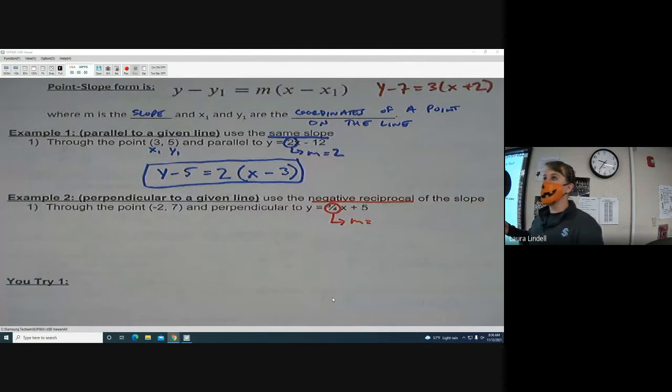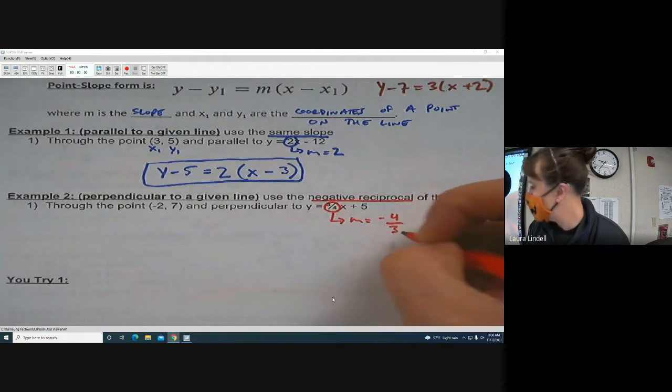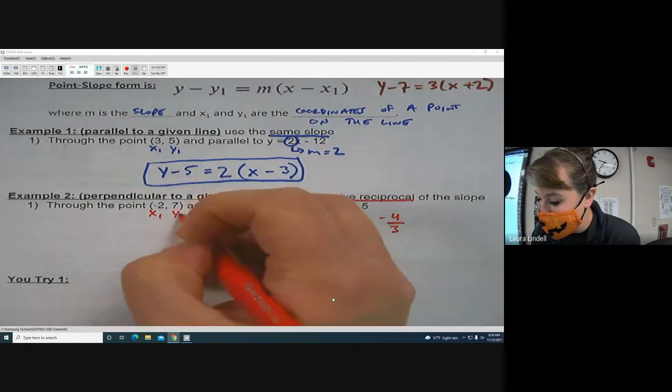So what's the negative reciprocal of 3/4? Negative 4/3. Negative 4/3. All right, so that's the slope we're going to use. Then we do the same process here. This is our x1 and our y1.